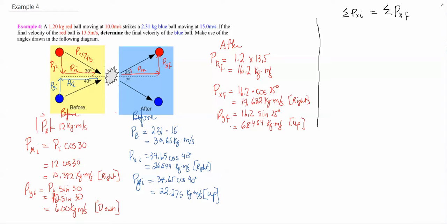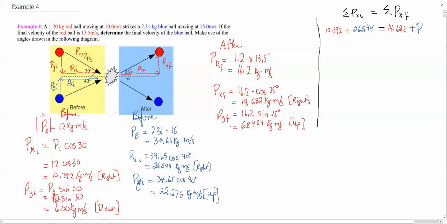So I take the red in the x direction, so that's 10.2392 plus the blue in the x direction, which was 26.544, and that equals the sum in the x direction final, and that is 14.628 plus the momentum for the blue ball in the x direction final, and I'm just putting it in blue. Maybe I'll put the subscript there.